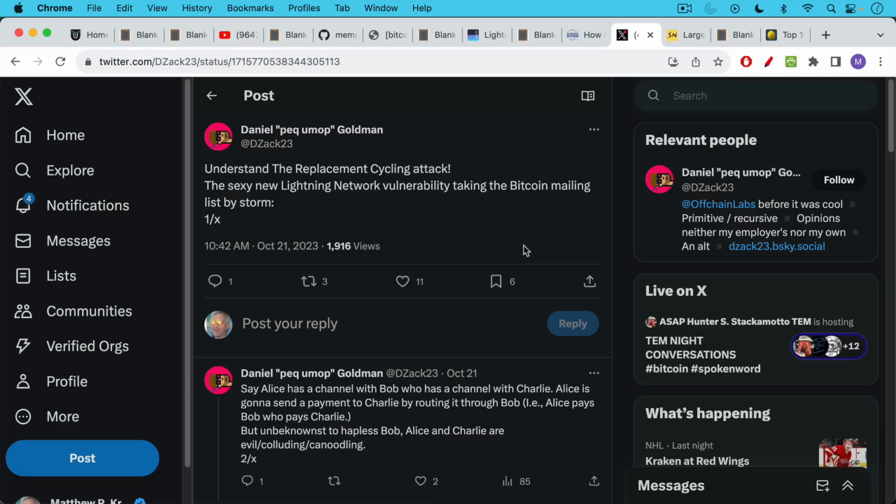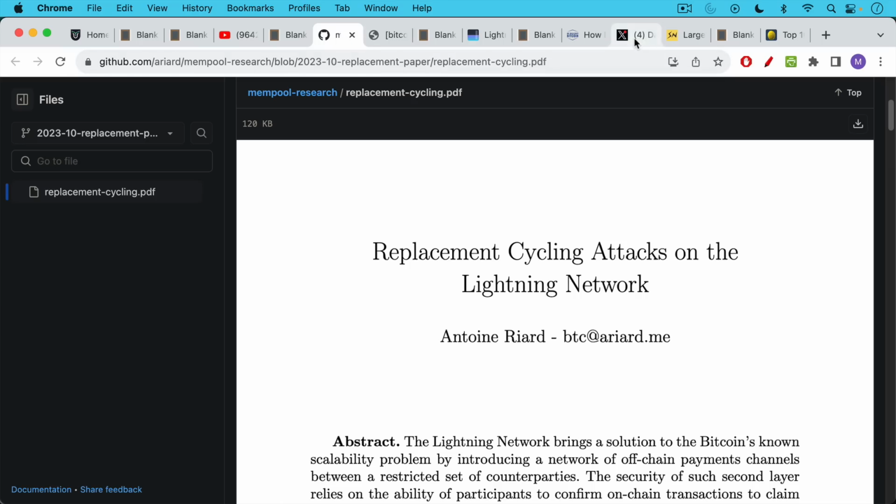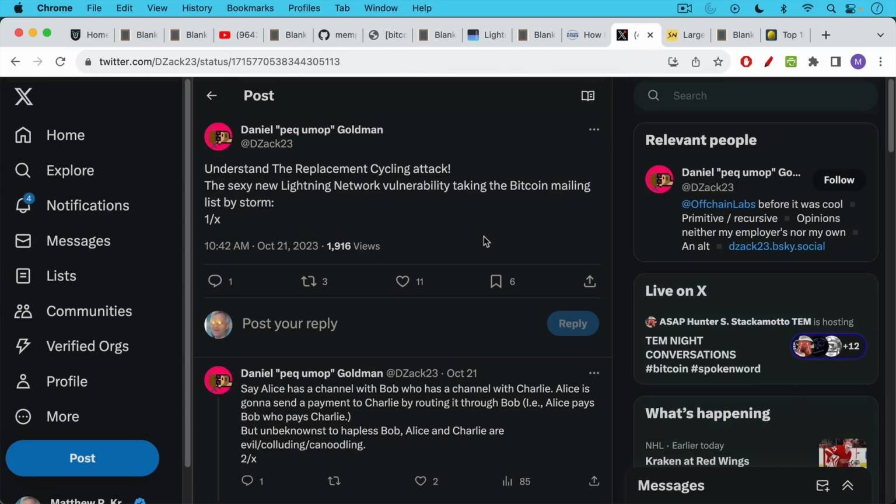I'm not qualified to tell you whether this is the exact attack that was detailed in this paper, but it does look completely legitimate, and talks about how this kind of attack would play out.